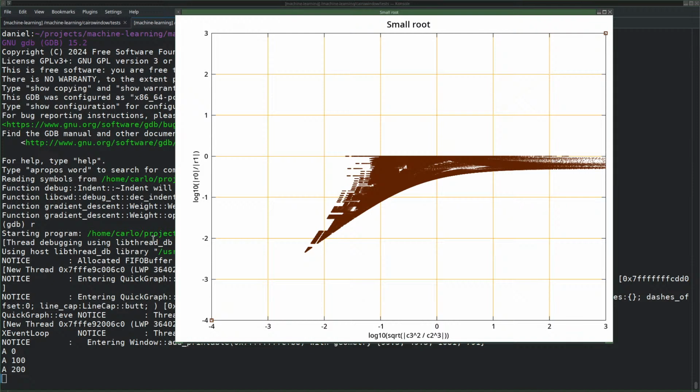Oh yeah, that makes sense. It's never higher than 0 because R0 is less than R1 per definition. In other words, this is always less than 1, or the log is always less than 0. That didn't make any sense to go all the way up till 3.